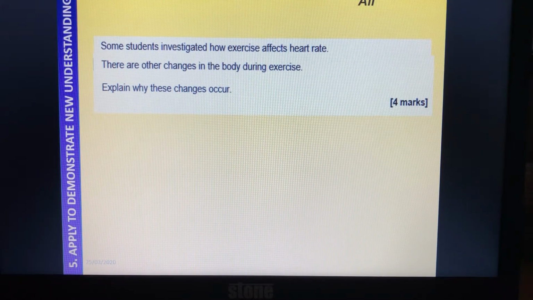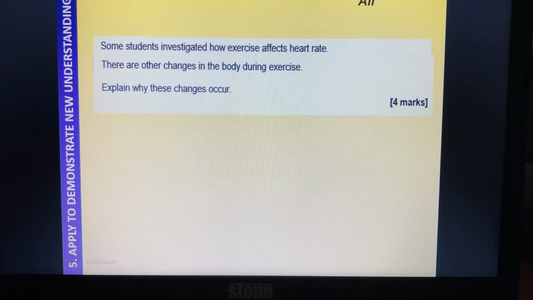Okay, it's a 4-marker. I'm not going to sit for 4 minutes, but you can write your bullet points and then you can pause me before I go through the mark scheme. Have a go. Don't just think, oh, well, the answers are going to come up soon. Have a go. Give it your best. Let's get the most out of these lessons that we can.